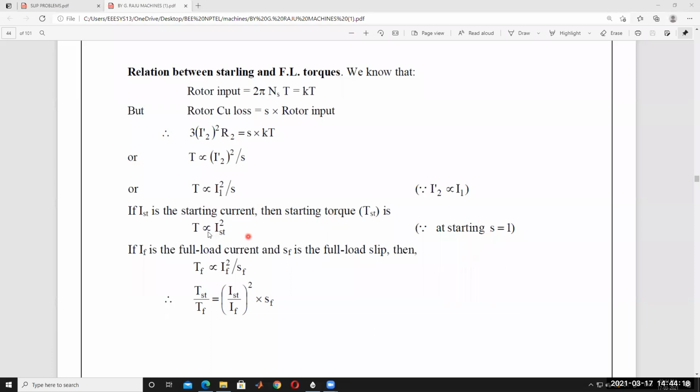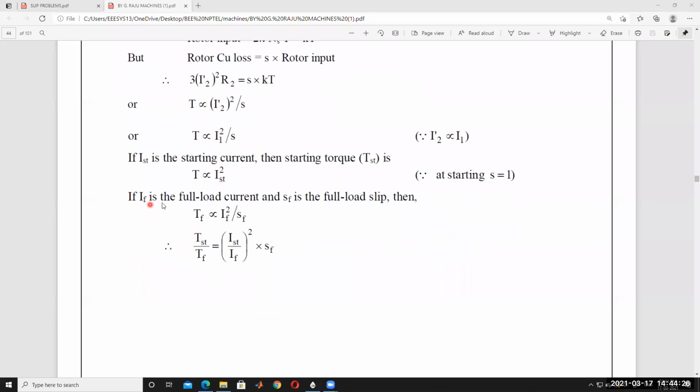And then starting torque is proportional to IST square, the starting current squared. Similarly, if IF is called full load current and SF is called full load slip. At full load, slip is not equal to 1 and not equal to 0, but it is very less, 1 to 2%. It's not equal to 0 at full load. Then it is denoted by SF, and full load current is denoted by IF.